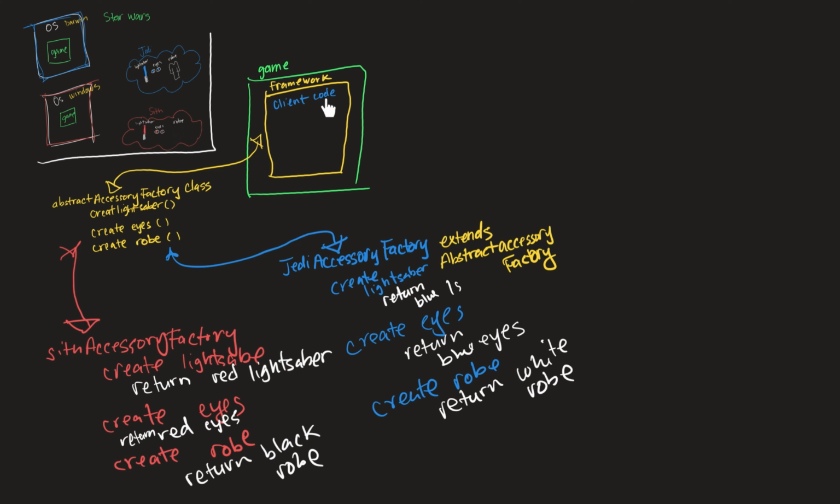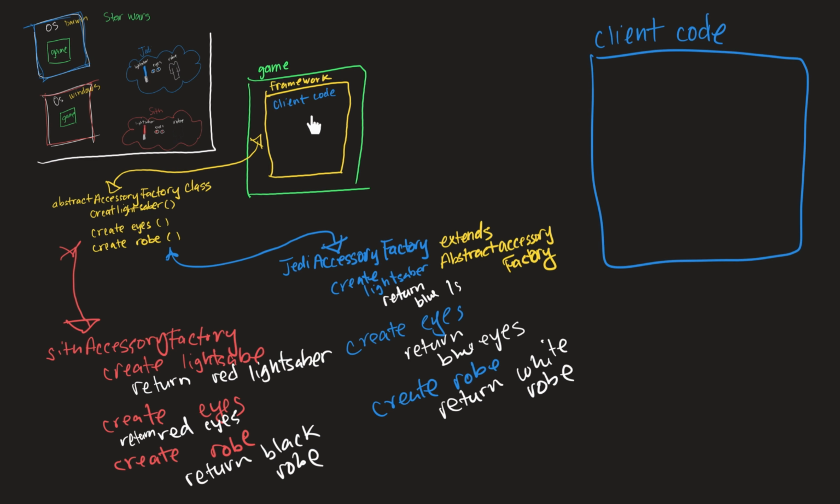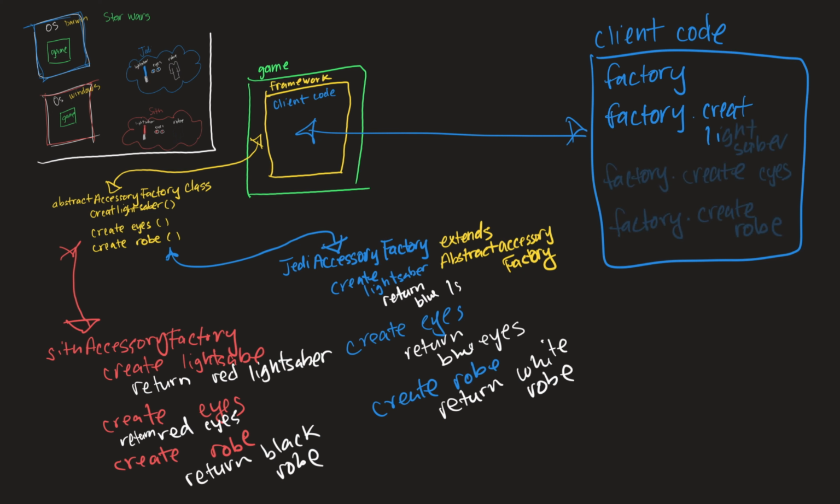Let's magnify this client code really quick. So this client code that's inside of this framework, that's this. We just magnified it. Now, from the client code perspective, I don't want you to imagine this top level overview. From the client code, we don't know about the implementation details of the framework. All we know is that we have a factory, and we know that the factory provides the interface to create these objects. So all we know is that we can do this: factory.create lightsaber, factory.create eyes, and factory.create robe. That's all we know from the client code perspective.